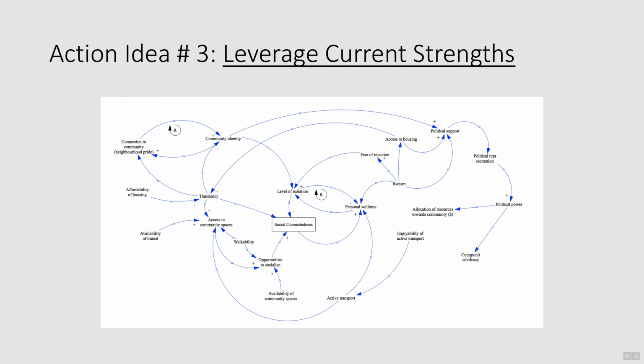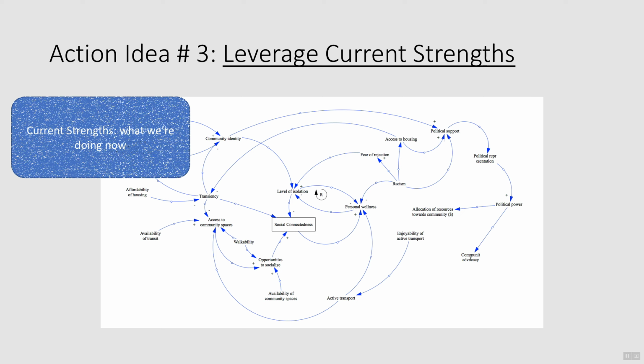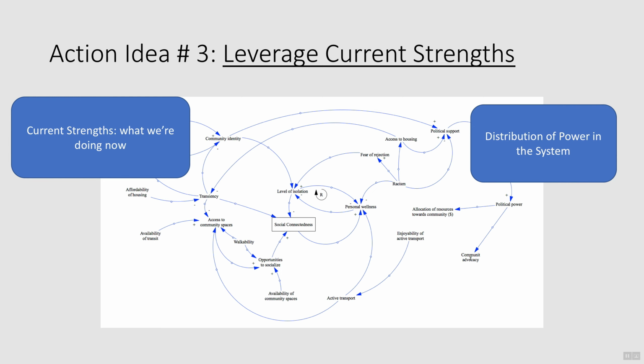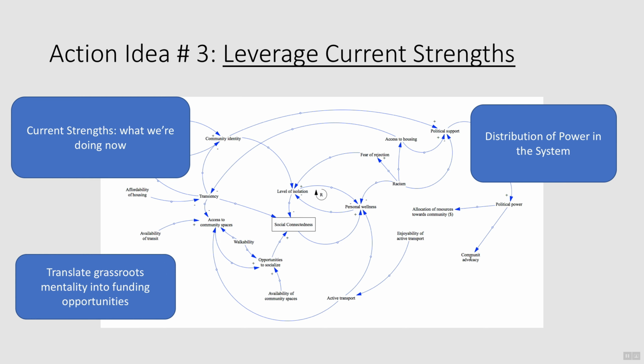The third action idea was to leverage current strengths, specifically thinking about what they were currently doing and how they could build on it. Although this particular action idea wasn't connected to a specific variable, it's related to the leverage point distribution of power in the system. The participants in this group thought that translating grassroots mentality into funding opportunities was an important step in transferring power.